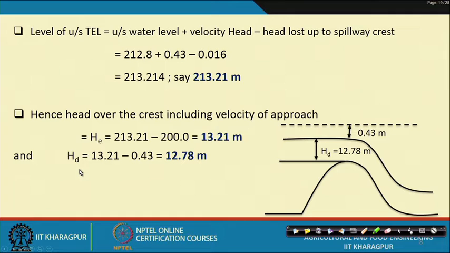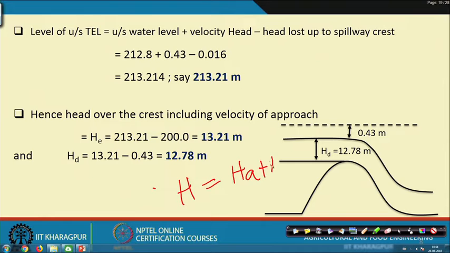And now, HE is a combination of HA and HD. HE is a summation of HA plus HD. So, from that we can calculate the value of HD as HE minus HA. That comes out to be 12.78 meter.